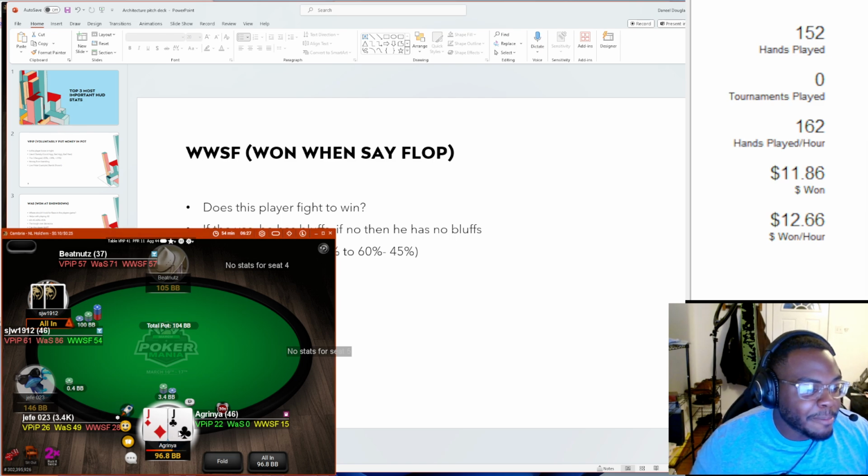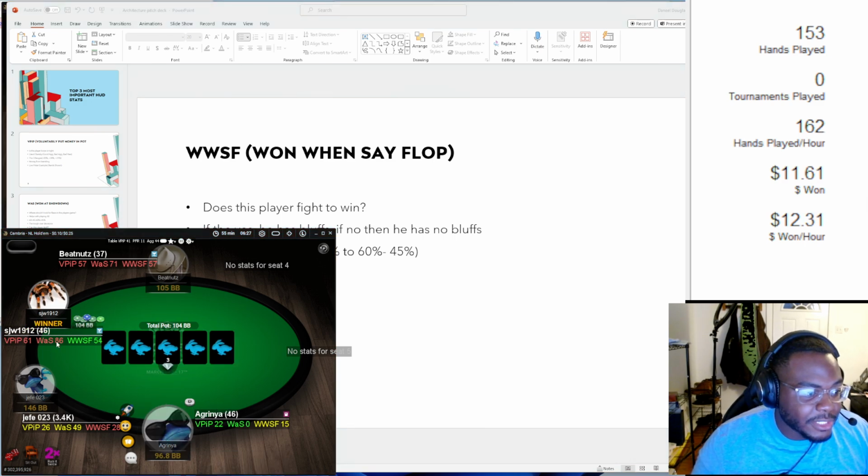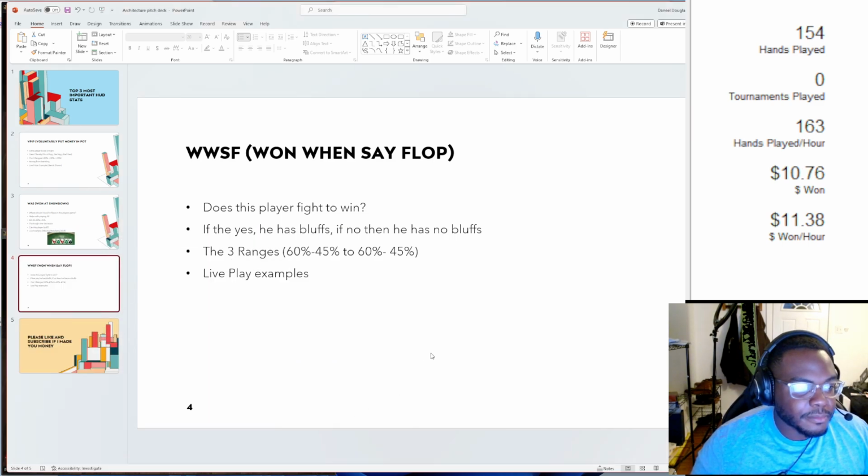Look at this. We have pocket jacks. This guy just jams it. 86% won at showdown. All right, he's a whale, but there's no reason to get involved here. We're gonna fold. He wins too much at showdown. It's only been 46 hands though, but there's no reason to get it all in here.